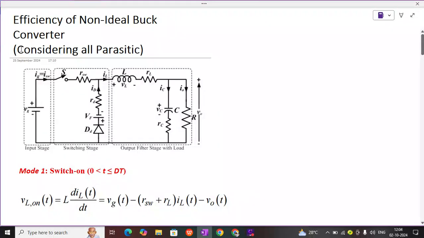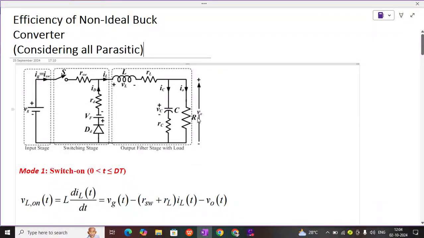Here I am going to consider all the parasitics, as you can see in the figure below. I have my DC voltage supply, then I have my switch, and the switch has an on-state resistance. My diode is there, and the diode has a forward voltage drop as well as its resistance. Then my inductor is there with parasitic RL. I have the output capacitor with parasitic RC, and my load resistance.